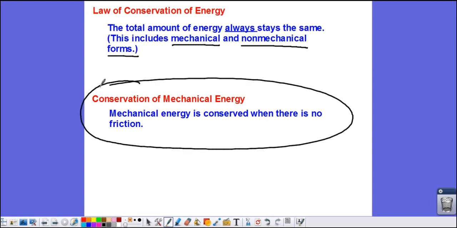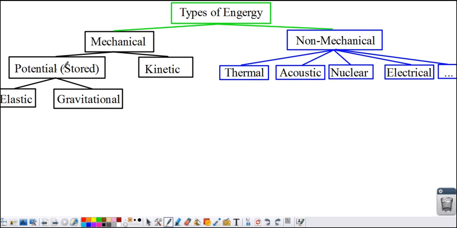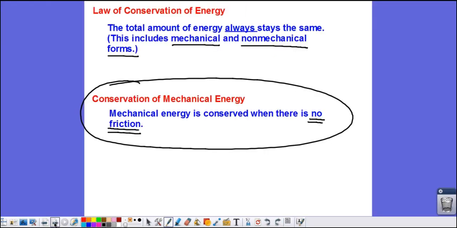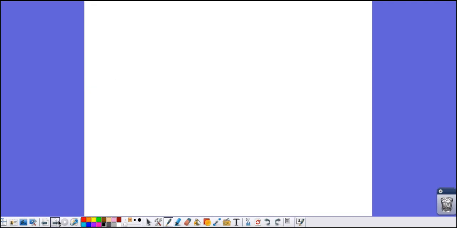And we say mechanical energy is conserved when there is no friction. If there's no friction, then if you simply take your potential energies and your kinetic energy and add it all up, it's always going to add up to the same thing. It's going to remain constant. So, let's go ahead and take a look at this in the form of a roller coaster.